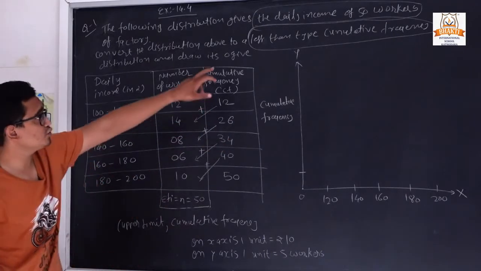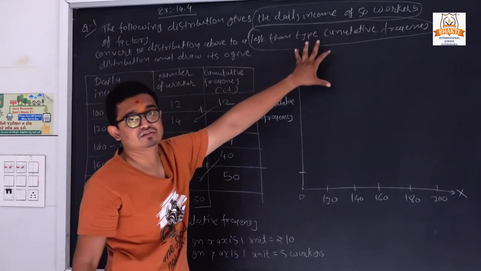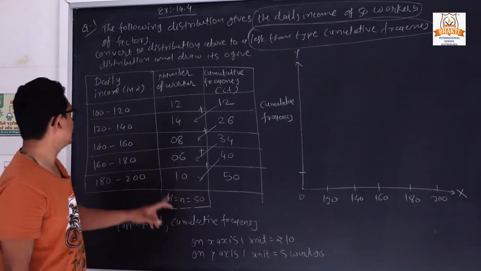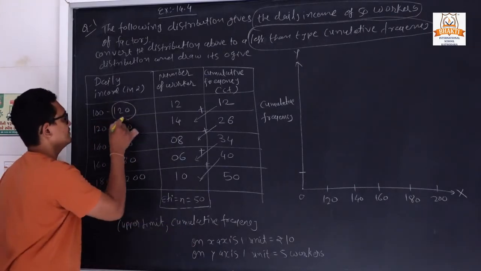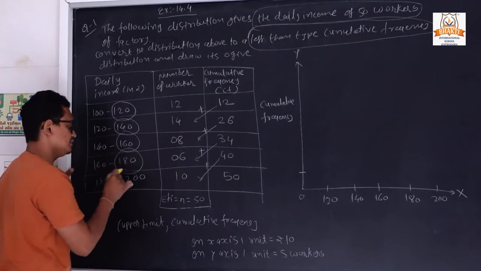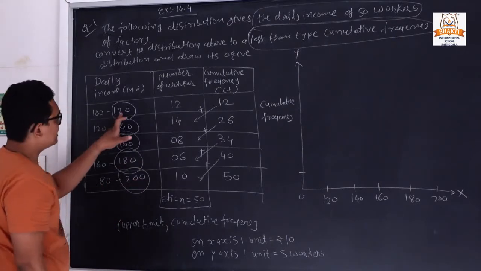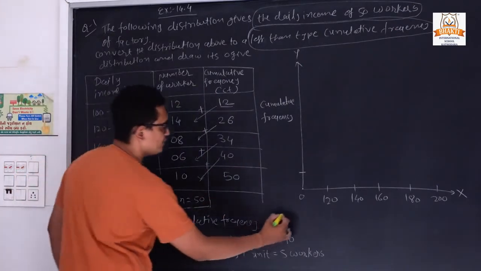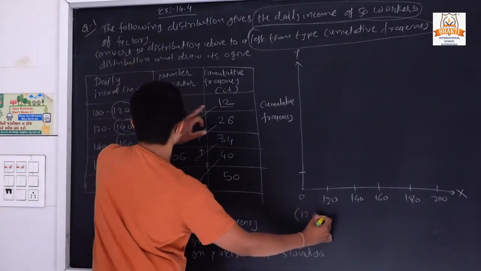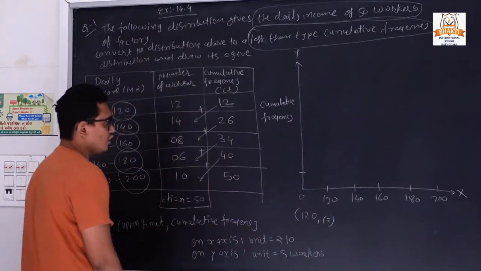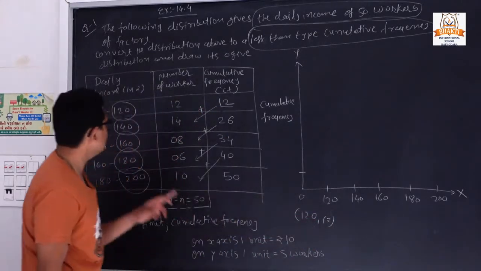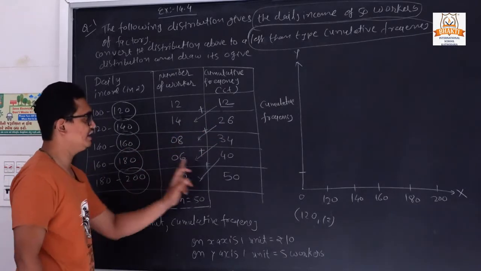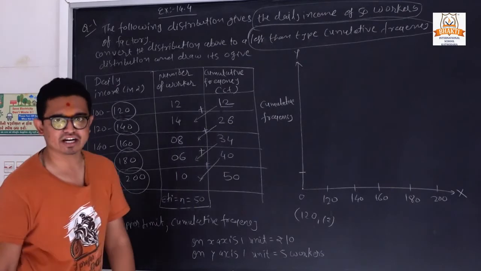If you want to draw the less than type of CF, we can draw the graph of upper limit versus CF. These all are our upper limits. If the upper limit is 120, then the CF value is 12. So what is the first coordinate? 120, 12. Similarly we get 140, 26, then 160, 34, 180, 40 and 200, 50. So we can get all the coordinates.